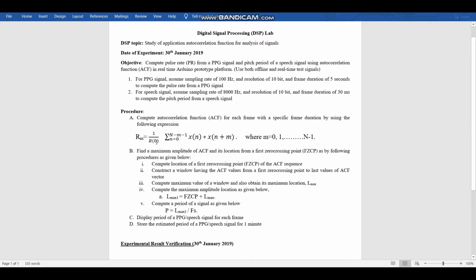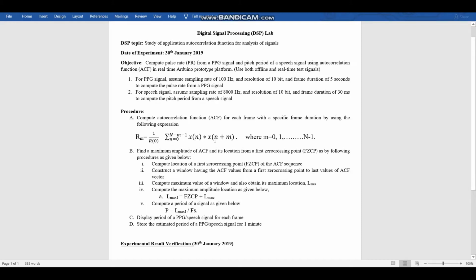R of 0 is basically the first value of the autocorrelation function. It is also known as the energy of the signal, because when the value of m equals 0, it is basically x of n into x of n, that is x of n square, which is also the formula for finding the energy of a signal. So we are dividing by the energy of the signal, and this is autocorrelation.